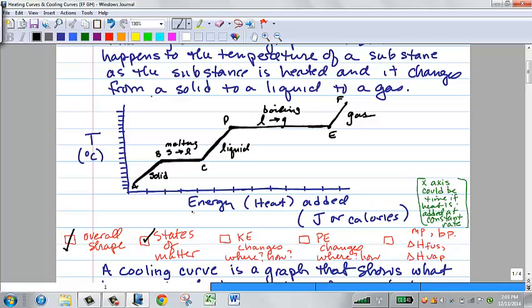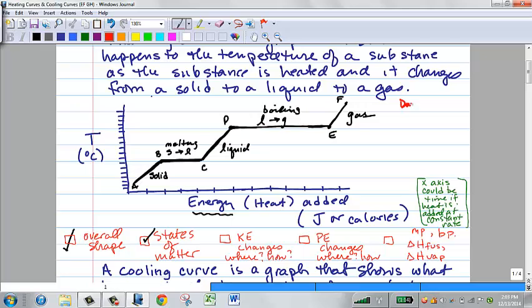Now, we're adding energy to these molecules, and as a result, the kinetic energy or possibly the potential energy of the molecules will be changing. So there are portions of the curve where we can identify that kinetic energy is changing and portions of the curve where potential energy is changing. Now, a key thing that you should know is that when the temperature is constant, you're going through some kind of a change of state.